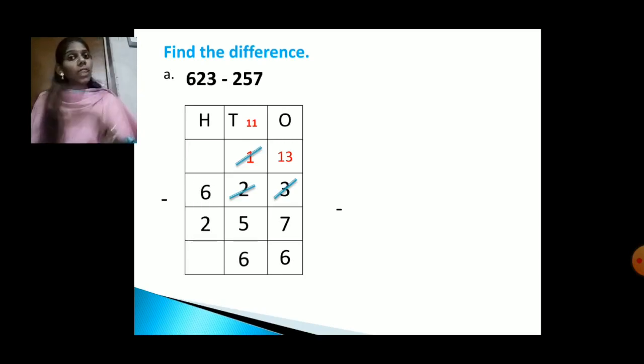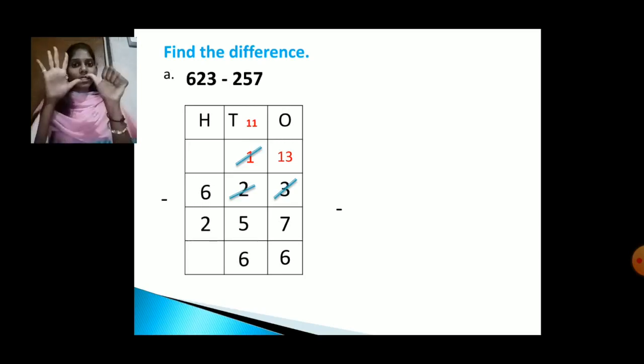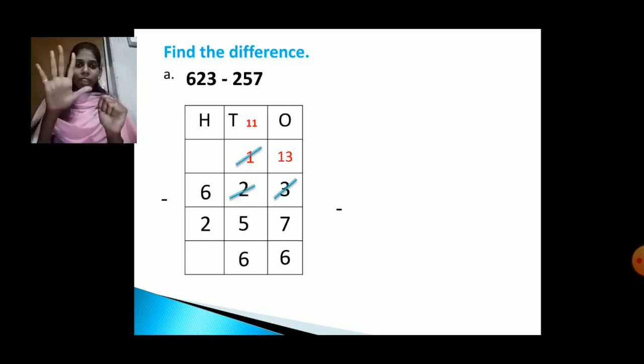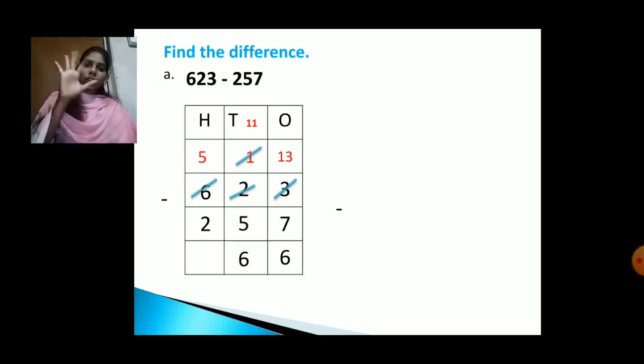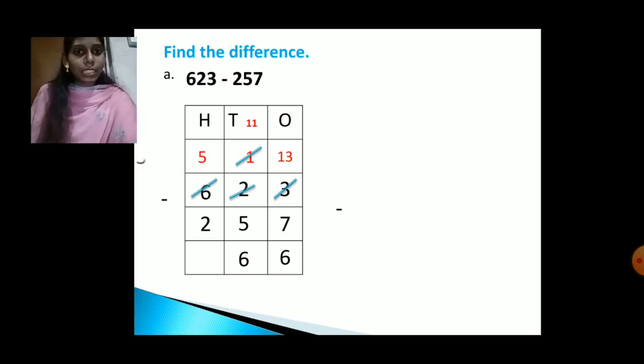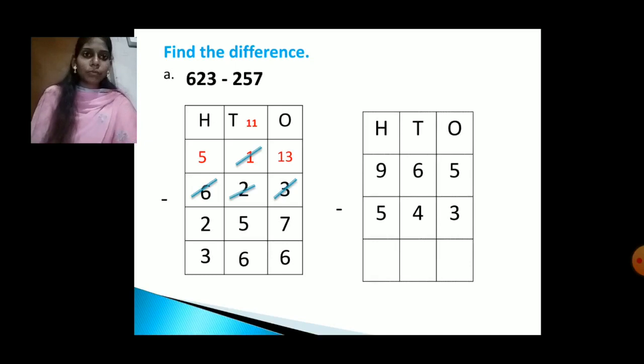Now we borrow from the hundred place also. So 6 minus 1 is 5. So we will cut the 6 and instead of 6 what we will write? 5. Now 5 minus 2 is 3. So 3 we will write under the tens place. So 623 minus 257 is 366. Correct? Now see the next.